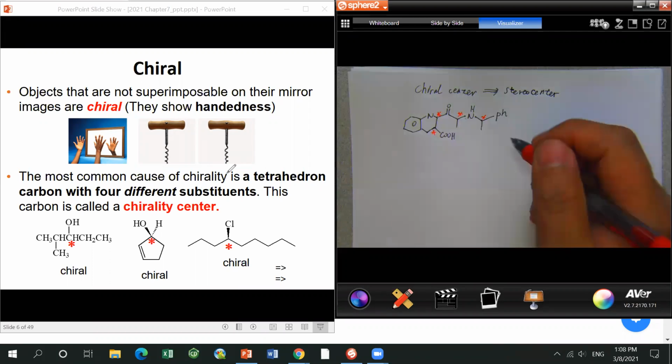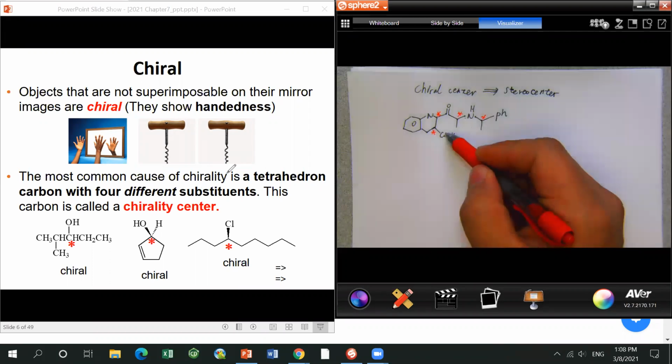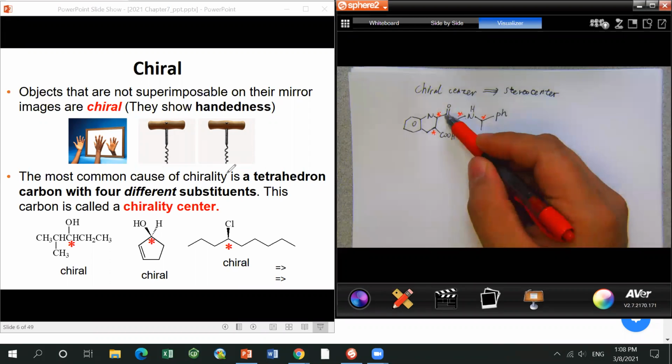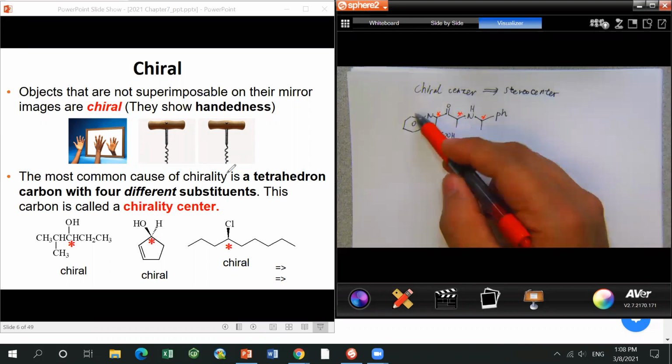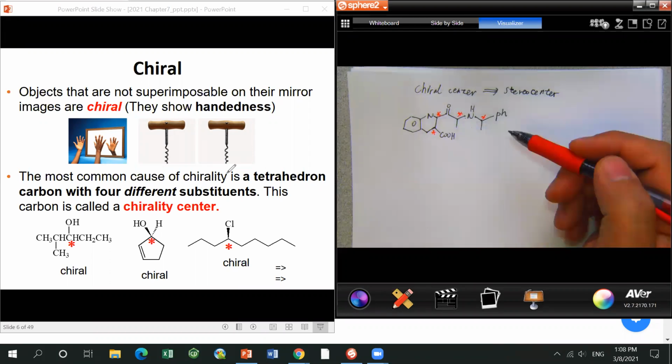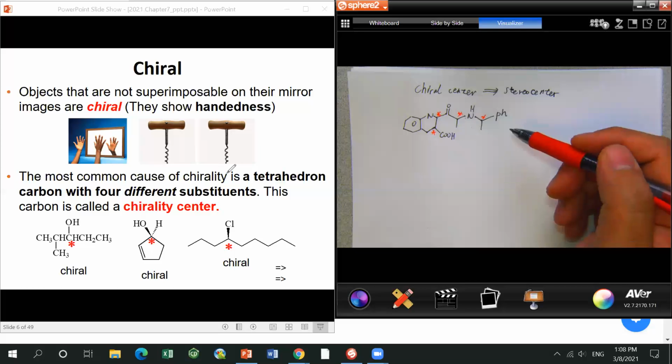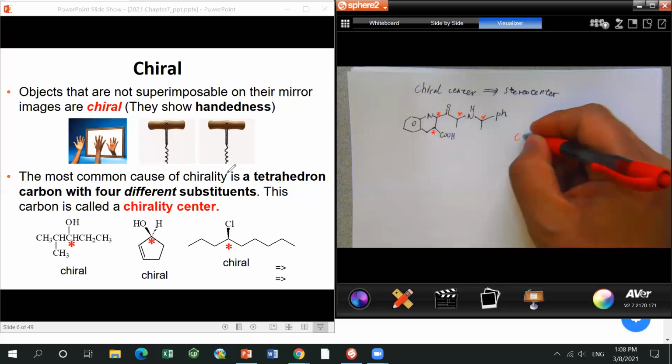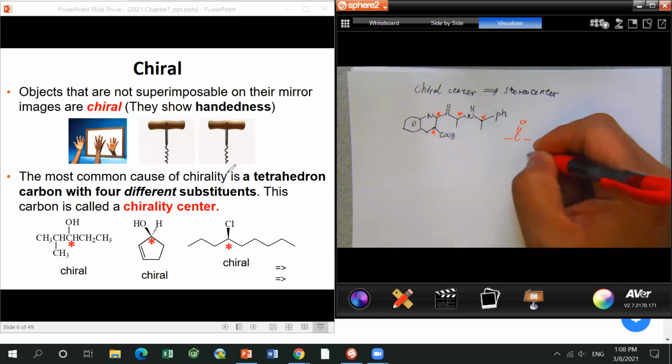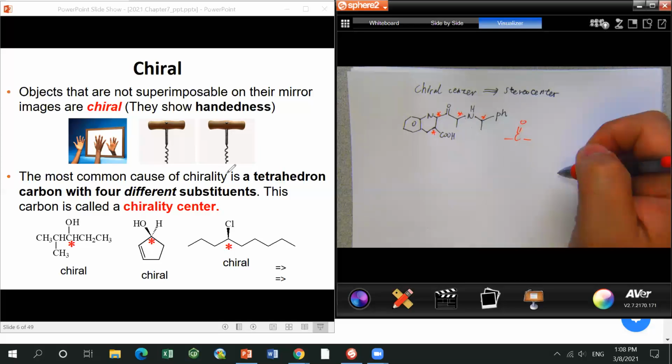This carbon is your CO bond. This is also a CO bond, so that's sp2 hybridized. All the carbons on benzene are sp2 hybridized. So you cannot have four different attachments. This already has two signals here.